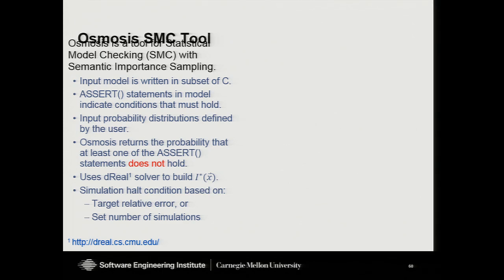So the input model is basically a specification in C. You can imagine that there are several assert statements in there. We give it the input distributions, and we want to calculate the probability that one of the assertions does not hold.